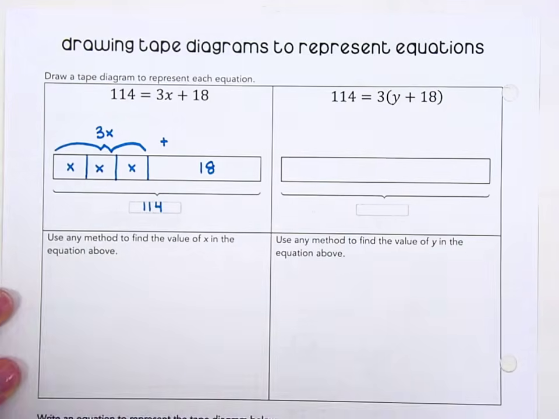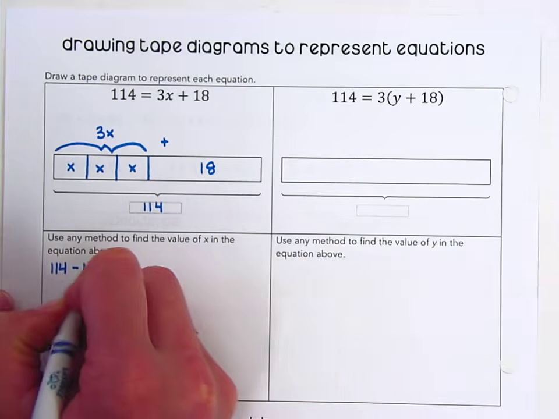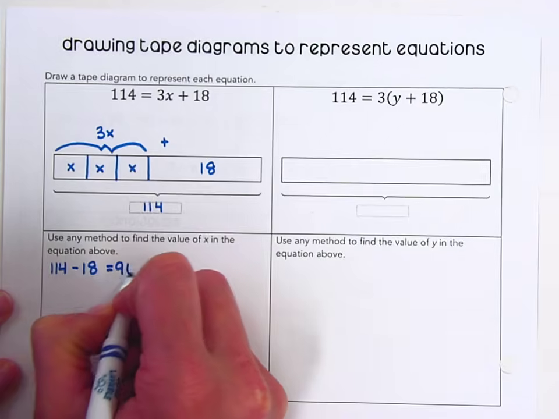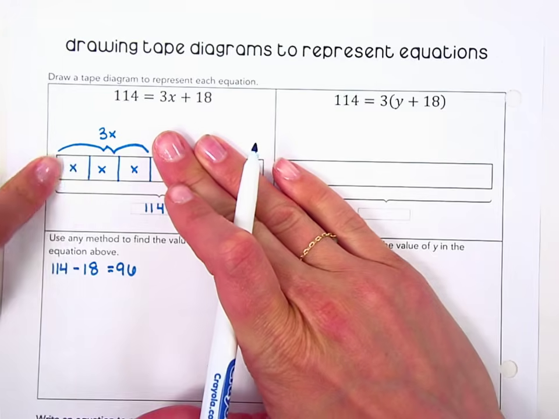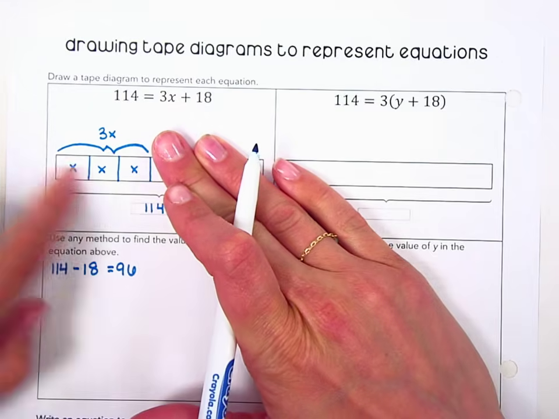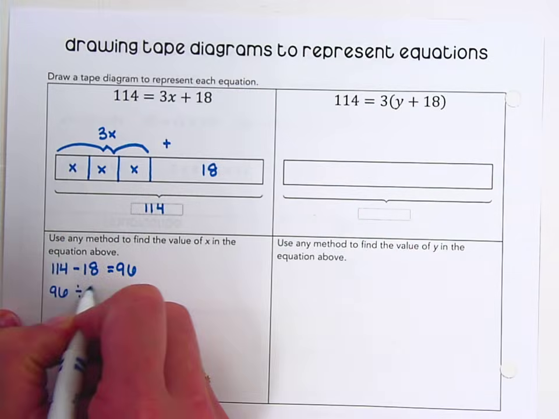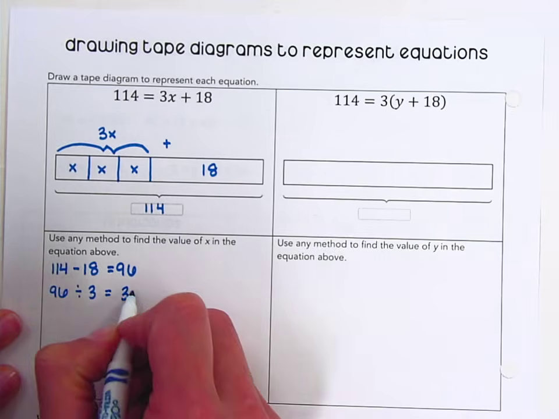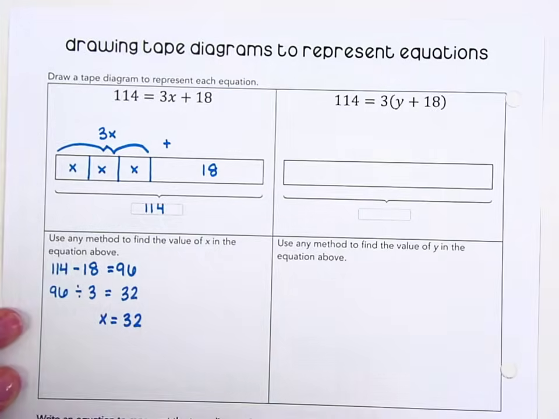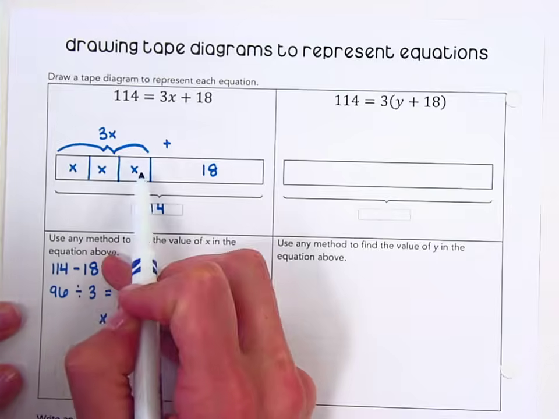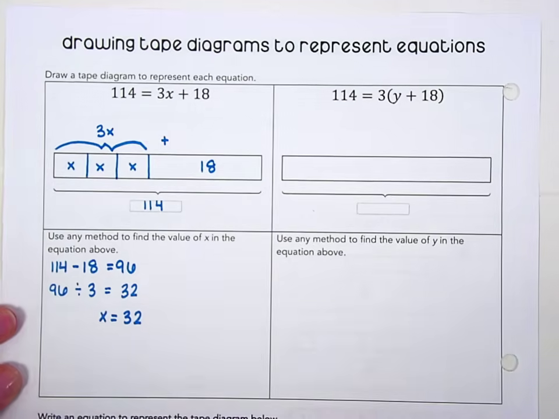and ultimately my goal is to know what the value of x is, I know that I can take 18 away from 114 to get 96. This tells me that without this piece of the tape diagram, this piece represents 96. The piece that represents 96 is split into 3 groups, so I can do 96 divided by 3, which is equal to 32. And that tells me that x in this scenario is equal to 32. We can check this. 32 plus 32 plus 32 plus 18 should be equal to 114, and in this case it is, so we know we're good.